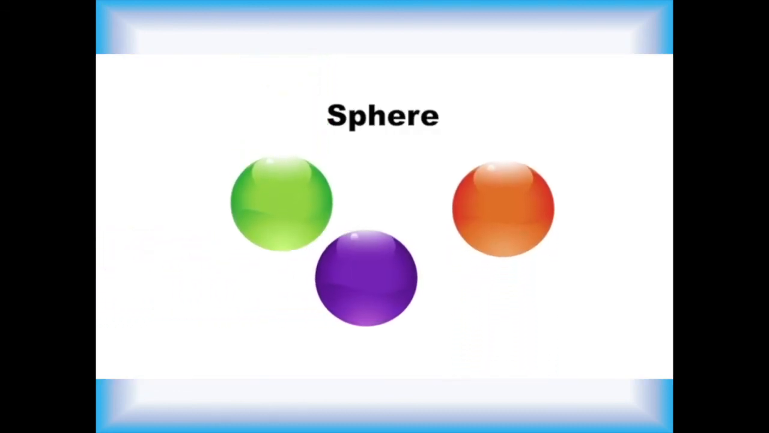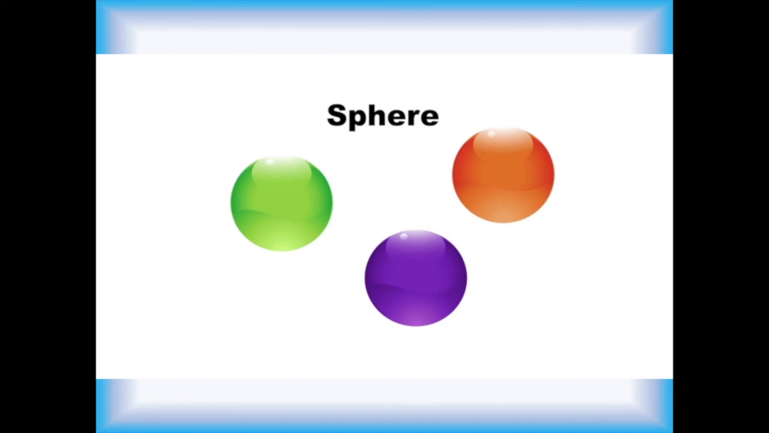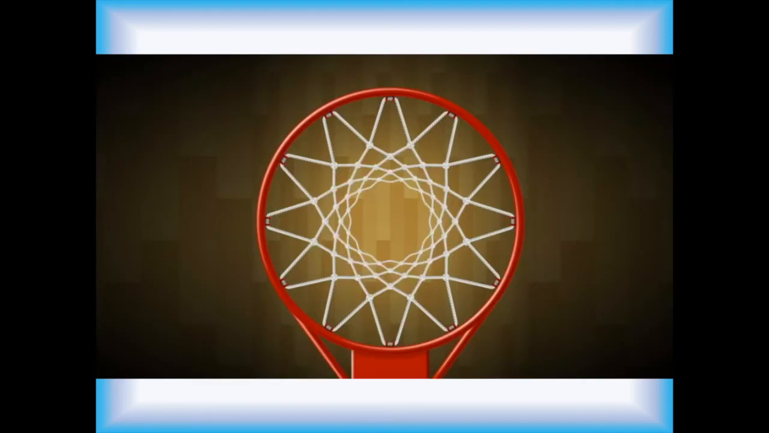Let's sort out one last shape. This is called a sphere. You can see it looks a lot like a circle, except it is solid, just like, you got it, a ball. A ball is a great example of a sphere.